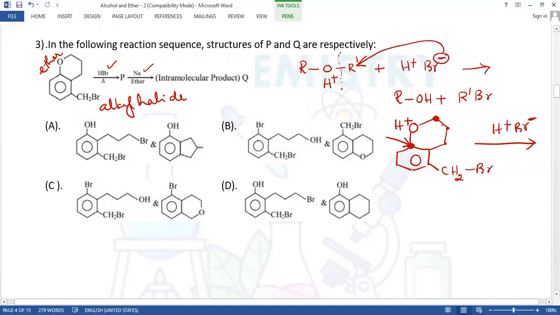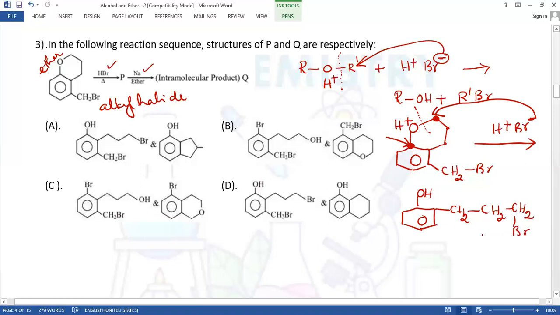Which one is easier? A nucleophile generally attacks the sp3 carbon atom. So this is the sp3 carbon atom and the bond breaks here. Therefore we get the product, a benzene ring attached to OH, and then we have CH2, three carbon atoms, CH2, and Br is attached. This is the product P. Then there is sodium.